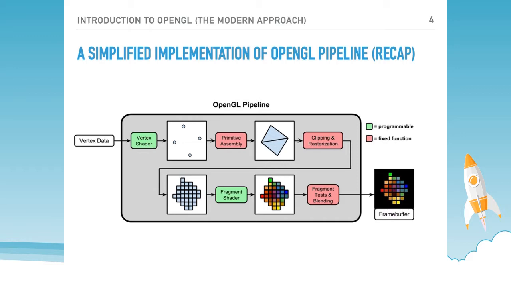Now in the previous lecture, we discussed the OpenGL pipeline for the modern approach that happens in the GPU, which starts with the vertex shader, followed by primitive assembly, and then clipping and rasterization. Then the fragment shader will decide the color for each pixel, and fragment test and blending will decide the final color and display it in the frame buffer.